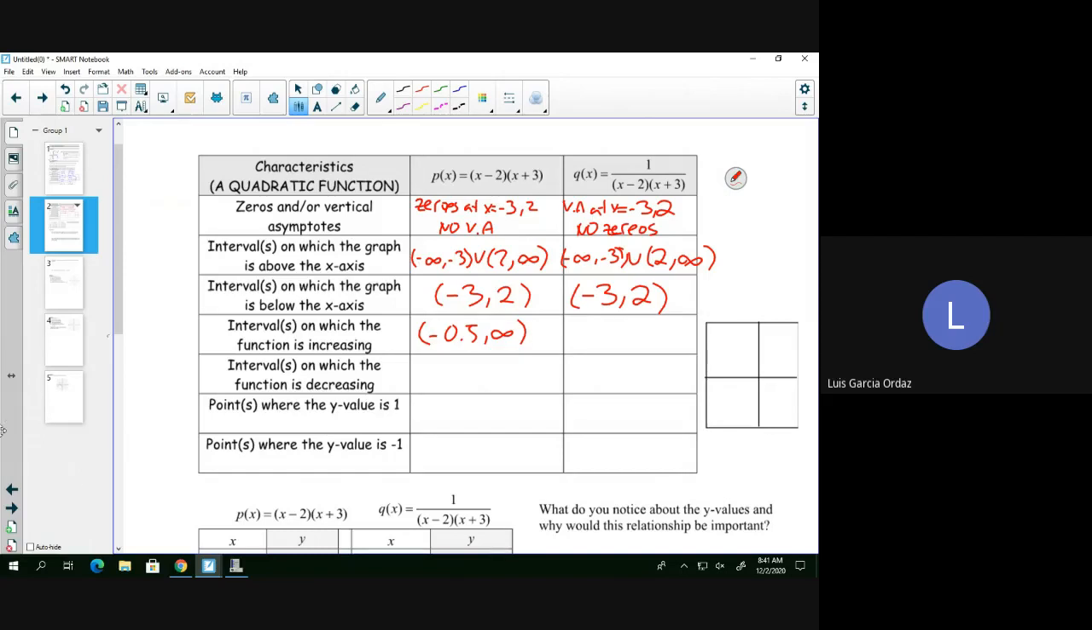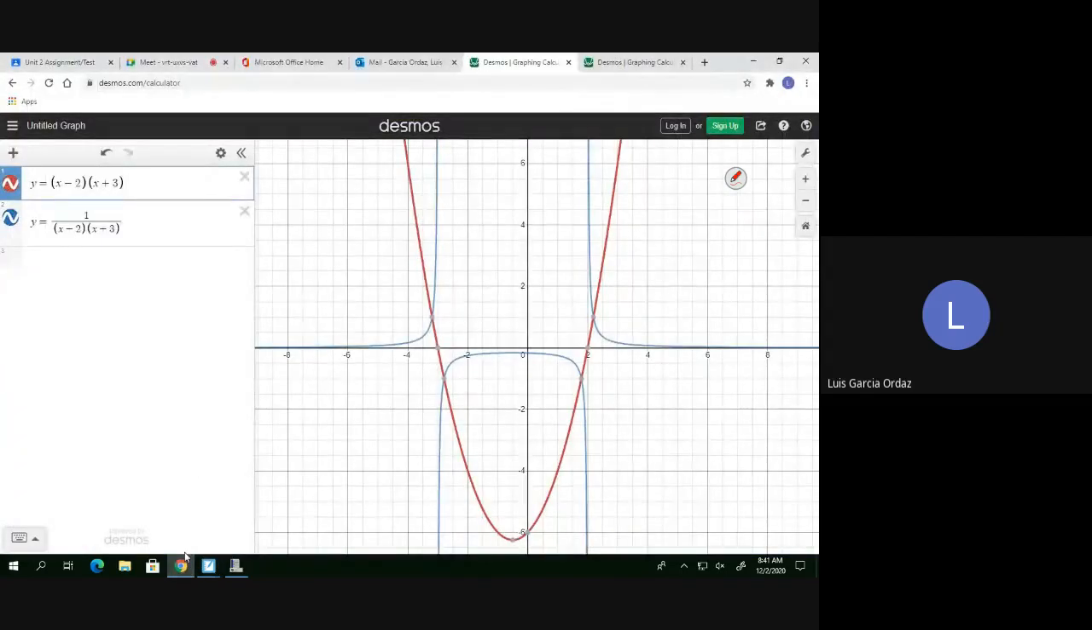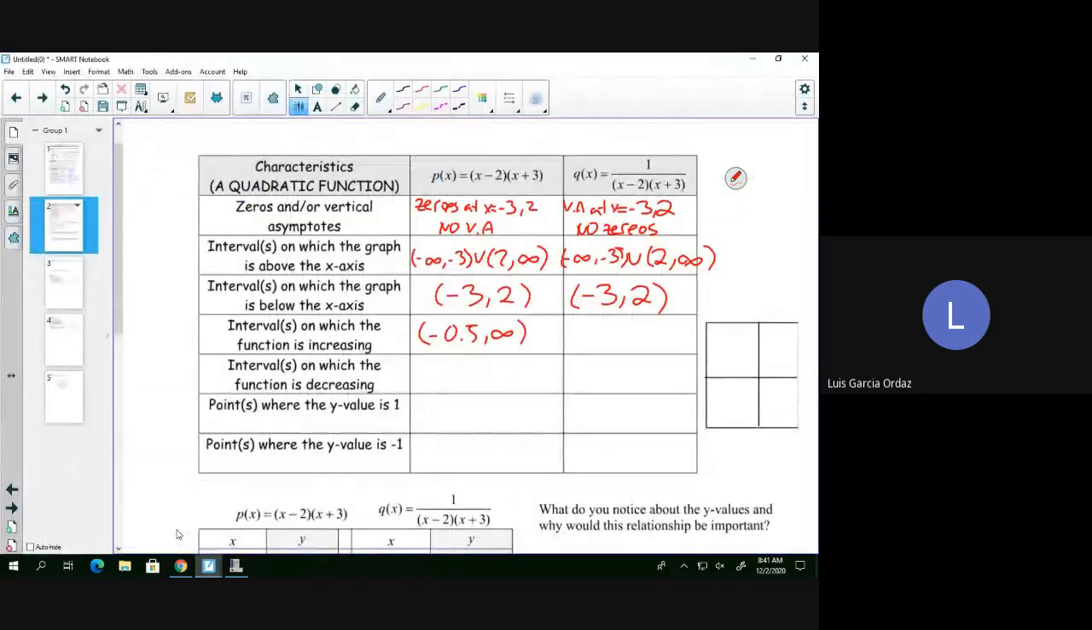And for our reciprocal, what is our interval of increase? Negative infinity, negative 3. And what else? Negative 3 to negative half. Not a half, but negative 0.5, right? So you have negative infinity to negative 3, and then negative 3 to negative 0.5.